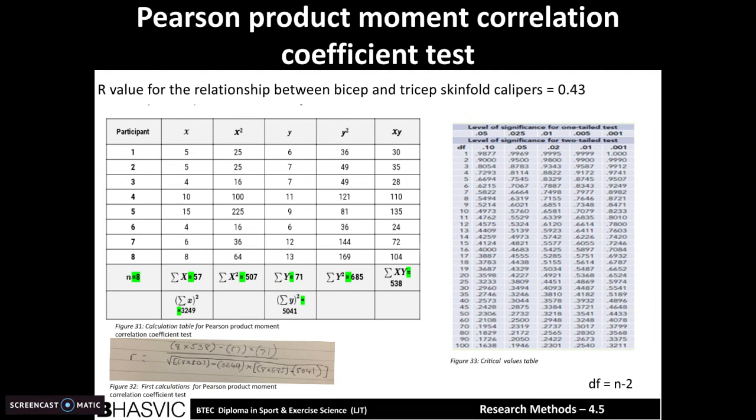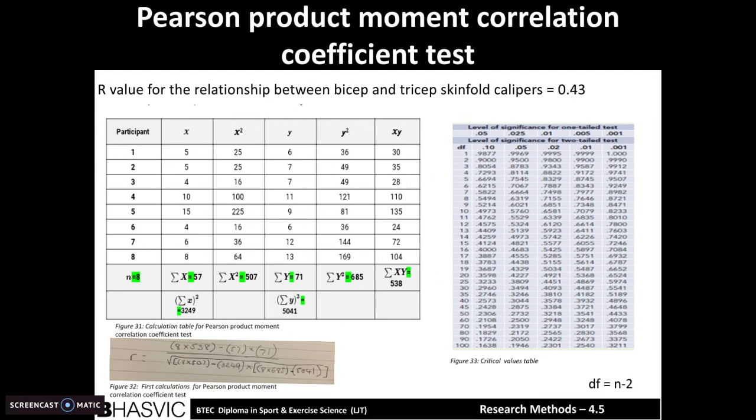I did 4,056 take away 3,249, which gave me 807. Next, I did 8 times 685 to give me 5,480. Then I took the 5,480 and subtracted 5,041 from it to give me 439.